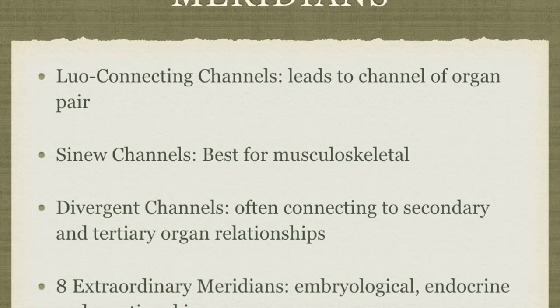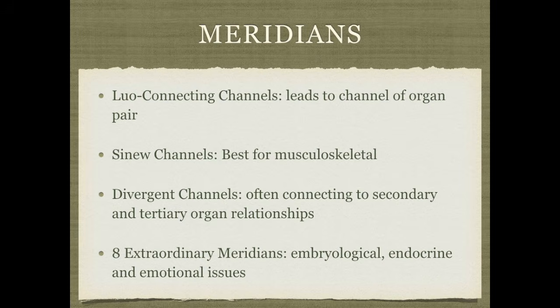So the lung channel has a pathway within the body that connects to the large intestine channel because they're paired meridians. All the channels exist, 12 channels. That's where the points live, plus the ren and the du. And then they each have their connecting channel, the Luo connecting channel that leads to their organ pair.